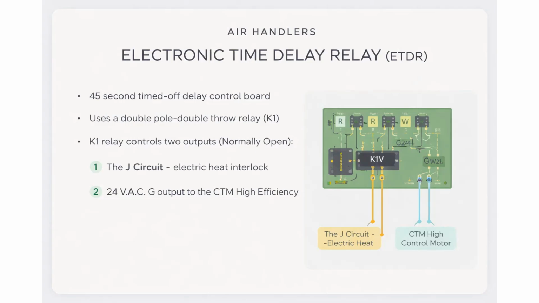Air handlers utilizing the CTM motor often incorporate an electronic time delay relay, or ETDR. This is a solid-state control board designed to provide a 45-second timed off delay for the blower. The heart of this board is a double-pole double-throw relay, designated as K1. When energized, the normally open contacts of the K1 relay close to control two specific outputs: the J circuit, which acts as an electric heat interlock, and the 24-volt AC G output that signals the CTM motor to run.